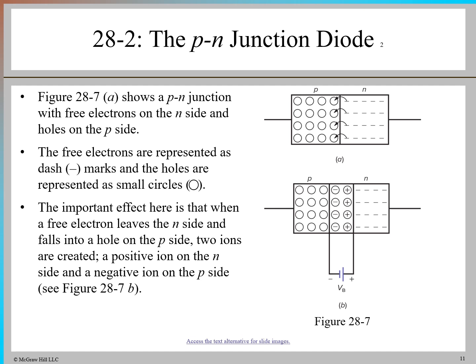The barrier potential arises from the creation of ions at the p-n junction, which form a potential difference across the junction. For silicon, this barrier potential is approximately 0.7 volts, while for germanium, it's about 0.3 volts. This barrier potential prevents the diffusion of charge carriers, effectively stopping the current flow in one direction.